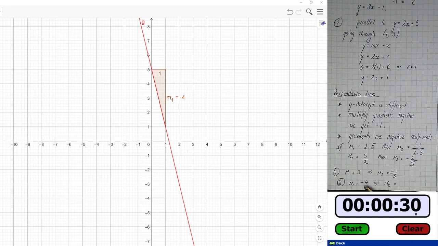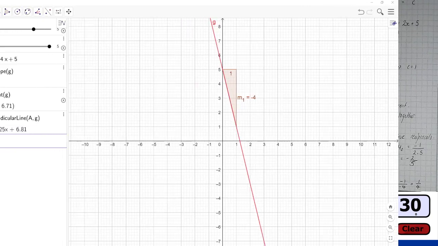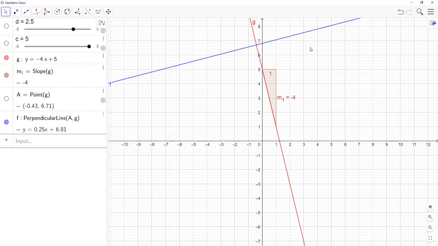So the negative reciprocal of -4 would be -1 over -4. Now, when we do a negative divided by a negative, we end up with something positive. So we can actually write this as just 1/4. And sure enough, if we scroll this across, just to reveal the answer, the line that is perpendicular to our red line has a gradient which is 0.25, which is 1/4.